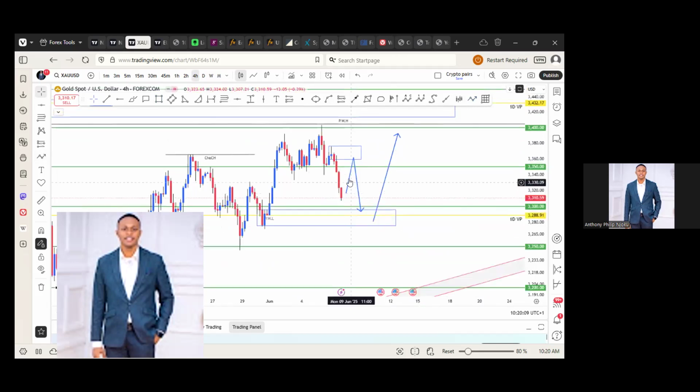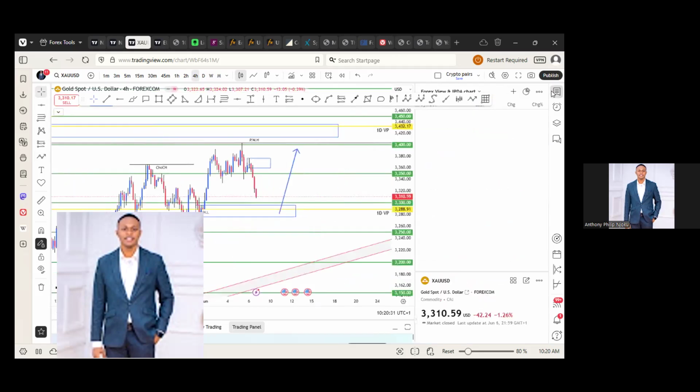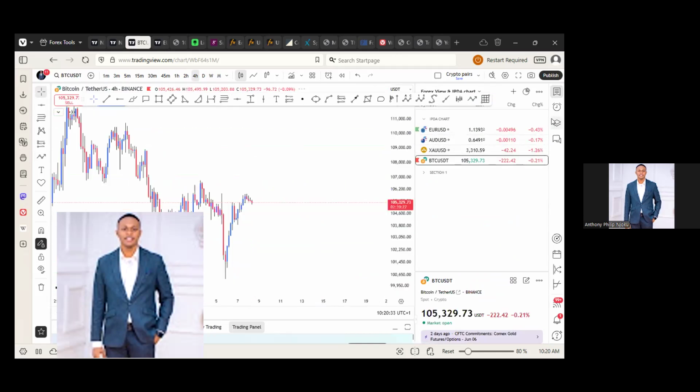So if you're not in on the sells, you could just leave it when it comes towards this demand zone here, where we have the 4 hours demand in line with the daily demand and also the previous weekly. This is going to be a very good opportunity for us to buy to go and take out this previous week high we have over here. So this is what I see for XAUSD right now. Then the next on the list is Bitcoin.